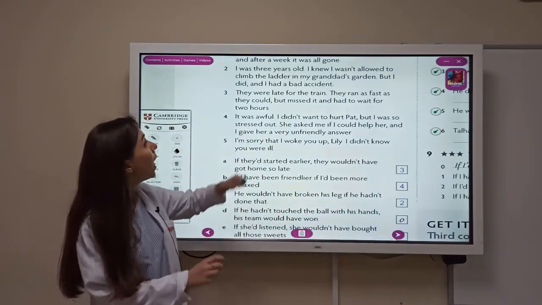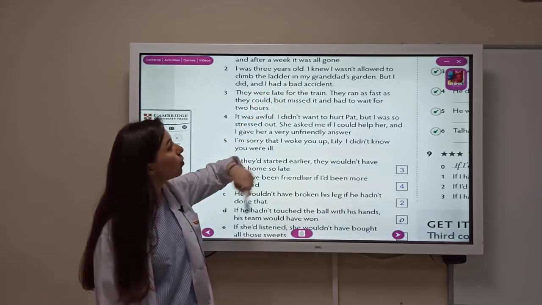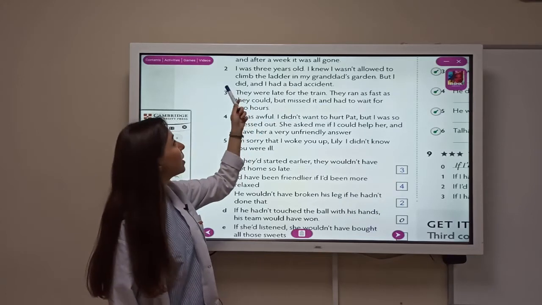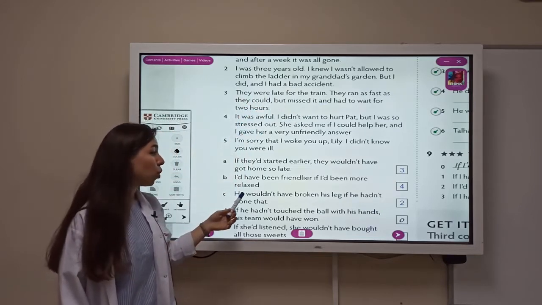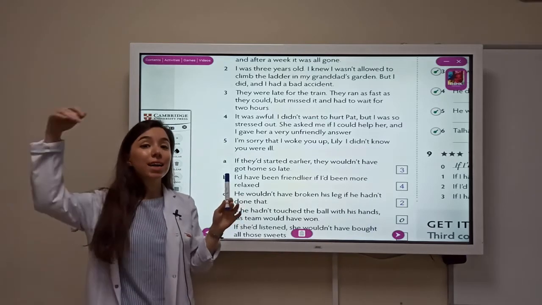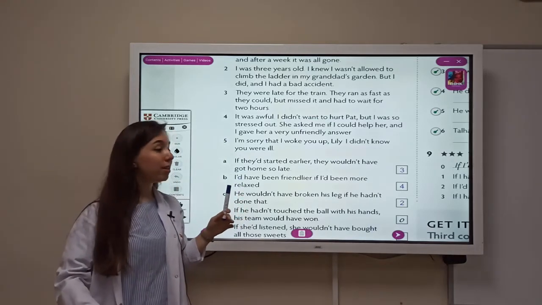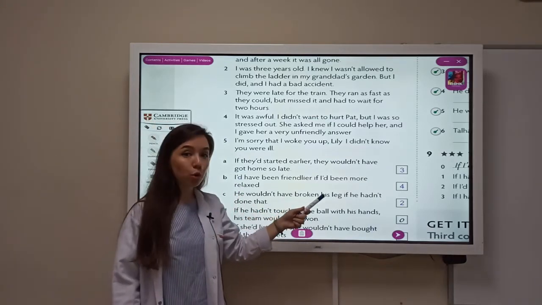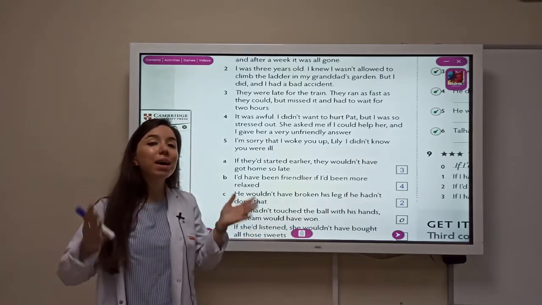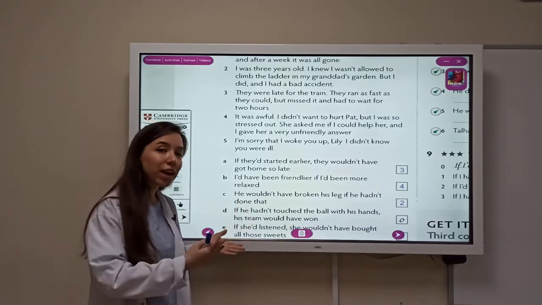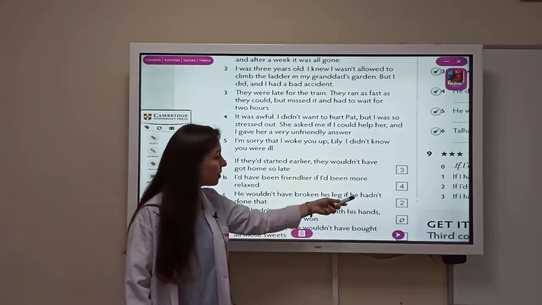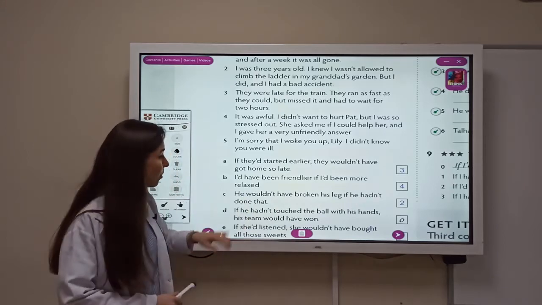Yes, what is 2? I was 3 years old. I knew I wasn't allowed to climb the ladder in my granddad's garden, but I did and I had a bad accident. So he wouldn't have broken his leg if he had listened to anybody, but he climbed the ladder and broke his leg. This is unreal, yes, because it happened in the past. We just imagine an uncertain thing. Because of that, we use the third conditional sentence here. He wouldn't have broken his leg if he hadn't done that.